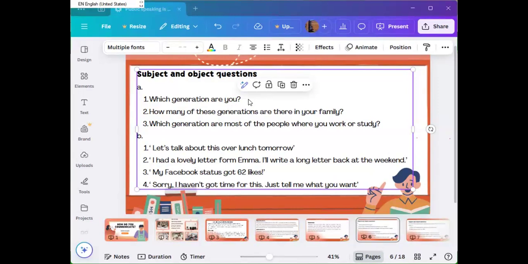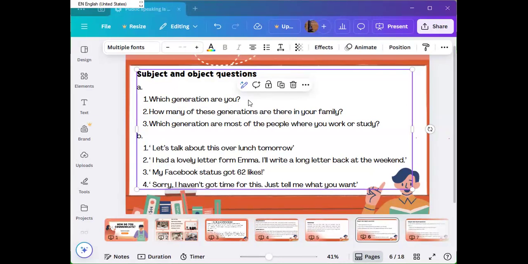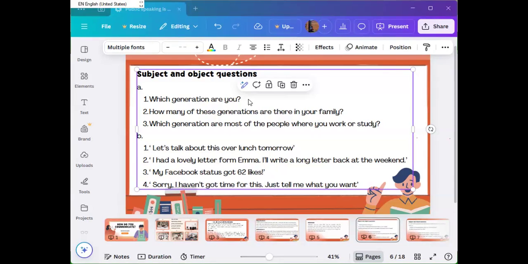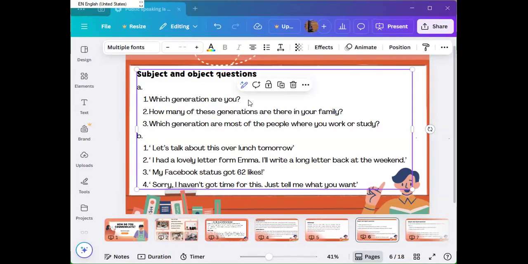So number 3 is: which generation are most of the people where you work or study, maybe around your society or environment? Which generation are most of the people? Millennials? Yes. Millennials. Gen Z. Around you, most of the people are Gen Z? Yes. For me at my work, I think a lot of people are millennials. It will be millennials, but there are almost 2 or 3 Gen X.